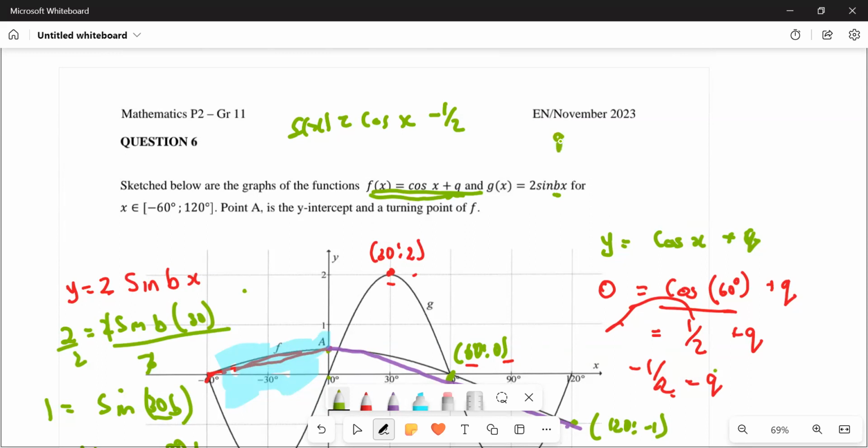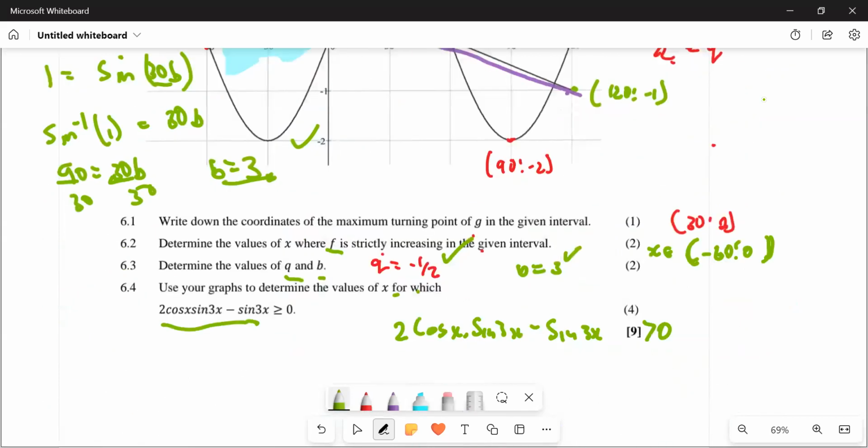What else do you have? You have g of x. What is g of x? It's 2 sine x. Let's come and check here. Usually the things that they give you here are those graphs. So if you check here, you have something like this. You have 2 cos x multiplied by g of x, minus g of x. And then this should give you something which is going to be greater than 0.